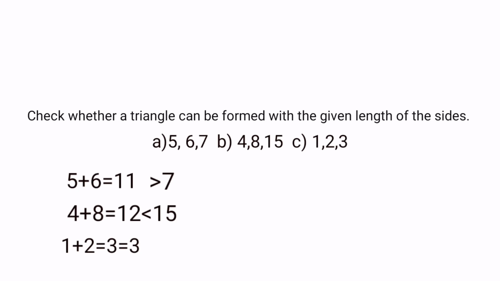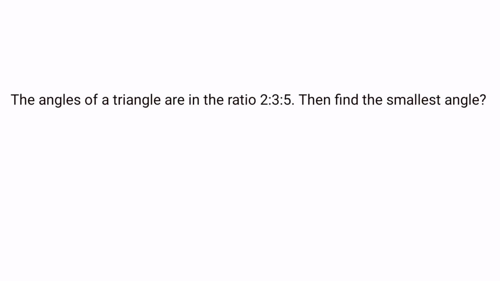Now the third option is 1, 2, 3. We know that 1 plus 2 is 3 and that is equal to 3. Again, sum of two sides is not greater than the third side. Always remember that the sum must be greater than the third side. So with this value also we cannot construct the triangle. So here the option is option A, 5, 6, 7. This point is clear to everyone.